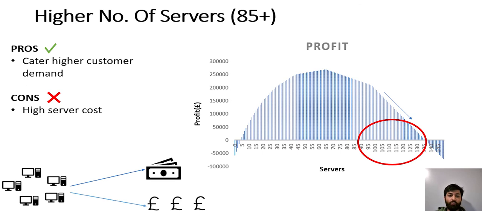In this scenario, Dogpool decides to install a higher number of servers. Now what will happen is that Dogpool will be able to cater to all the new consumers in the market, thereby generating higher income. However, there is also a downside of higher server cost.